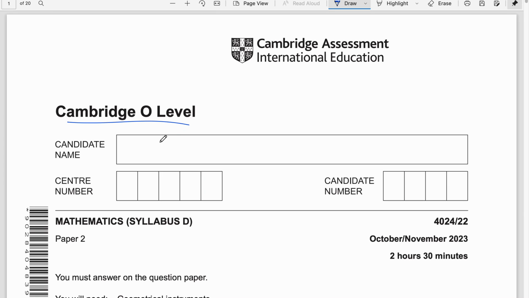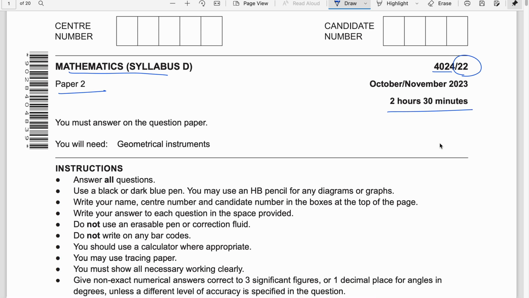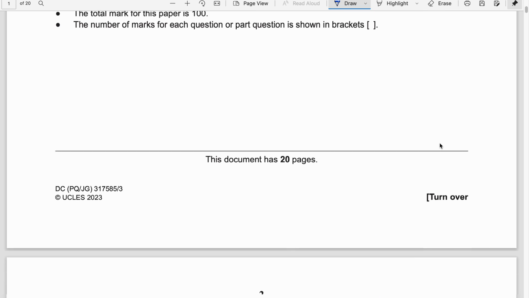Okay, this is Cambridge O Levels. Subject is Mathematics, Syllabus D, paper code 4024, paper variant is 2. This is Paper 2. Time allowed is 2 hours 30 minutes and calculator is allowed.